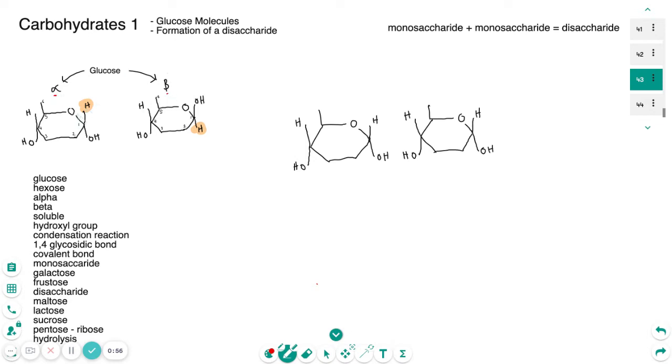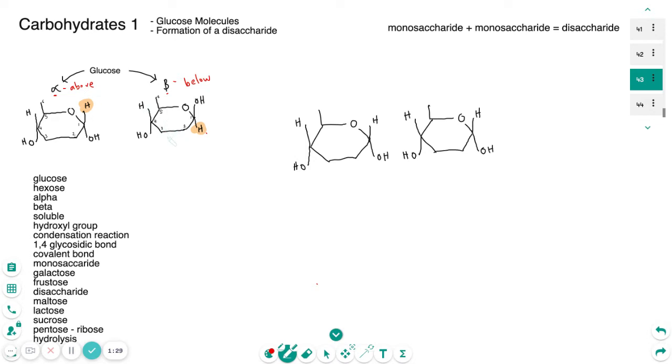They're pretty much exactly the same. Everything's in the same place. The only difference is where this hydrogen here is located. In alpha, you can think of the A as being above, so the H is above, and in beta, the H is below, B for below. That's something you have to learn to draw, so practice making sure you're familiar with that.